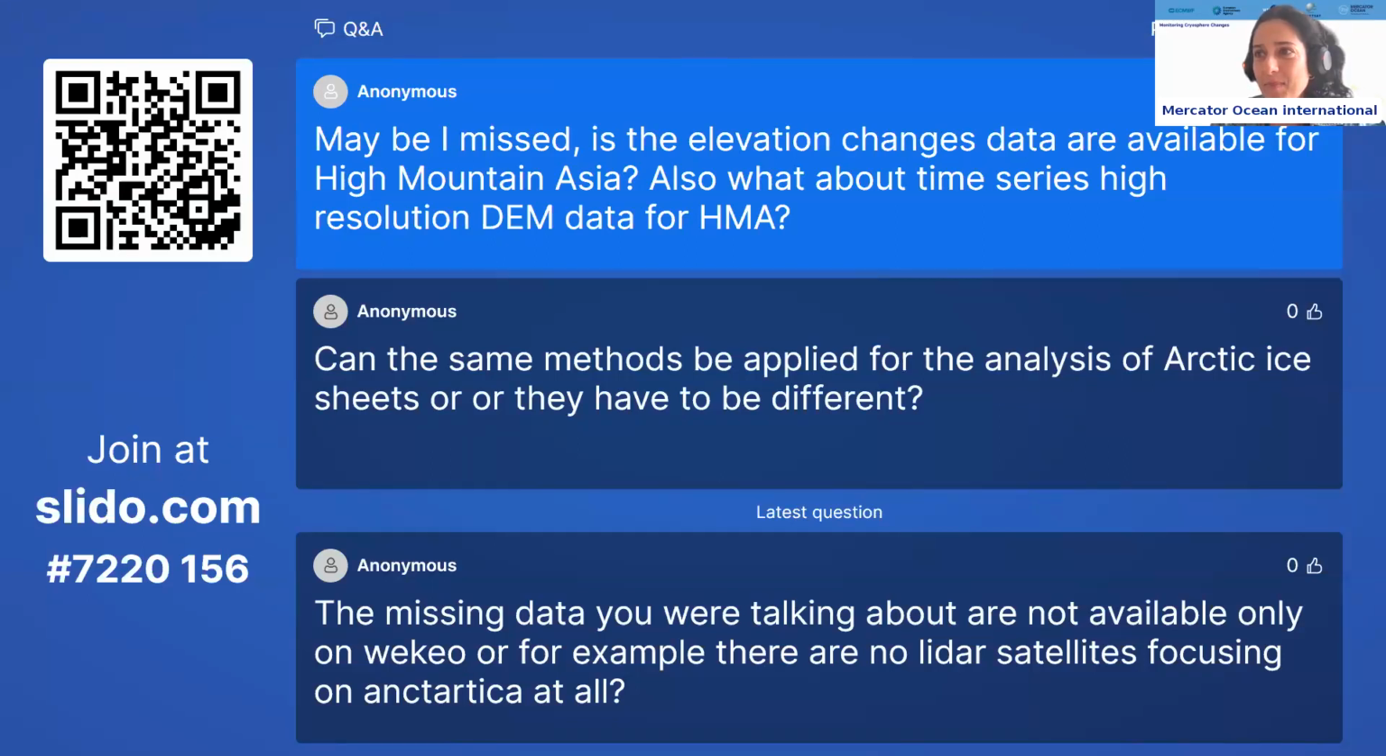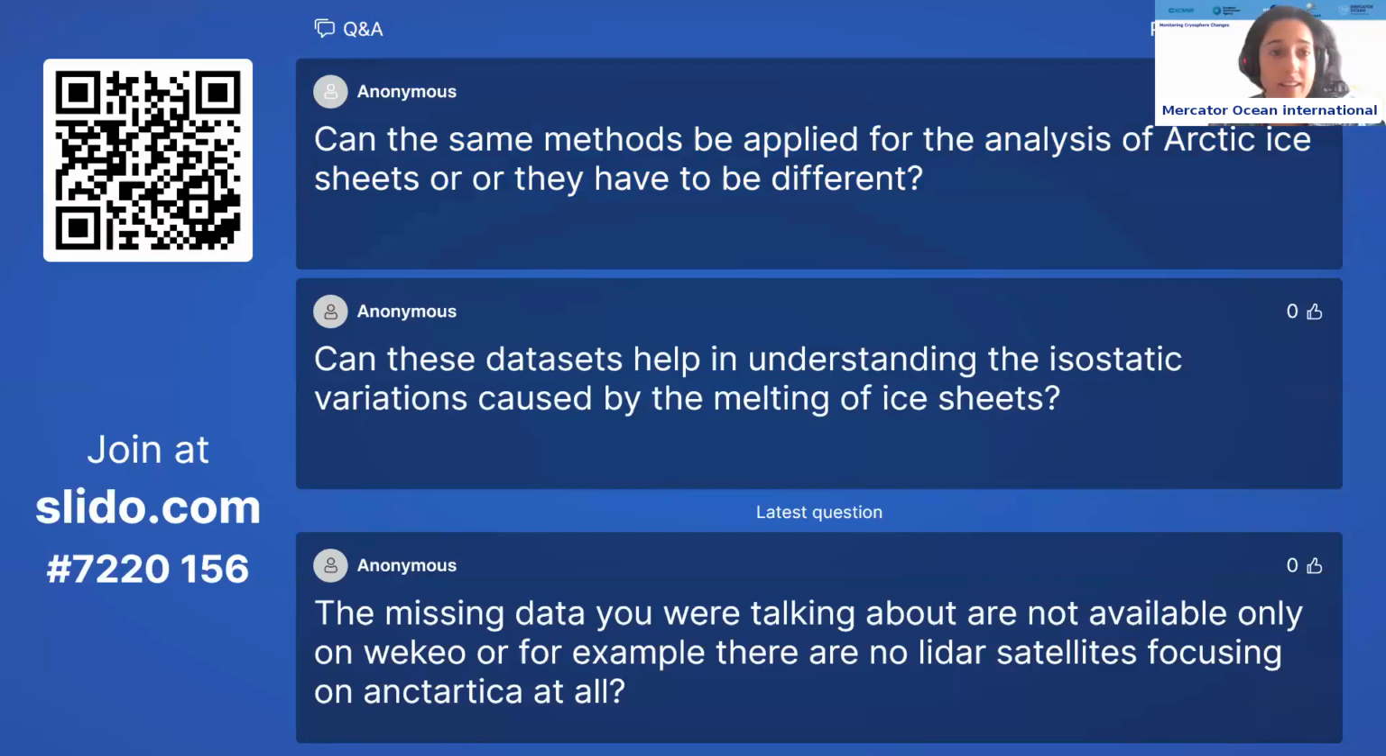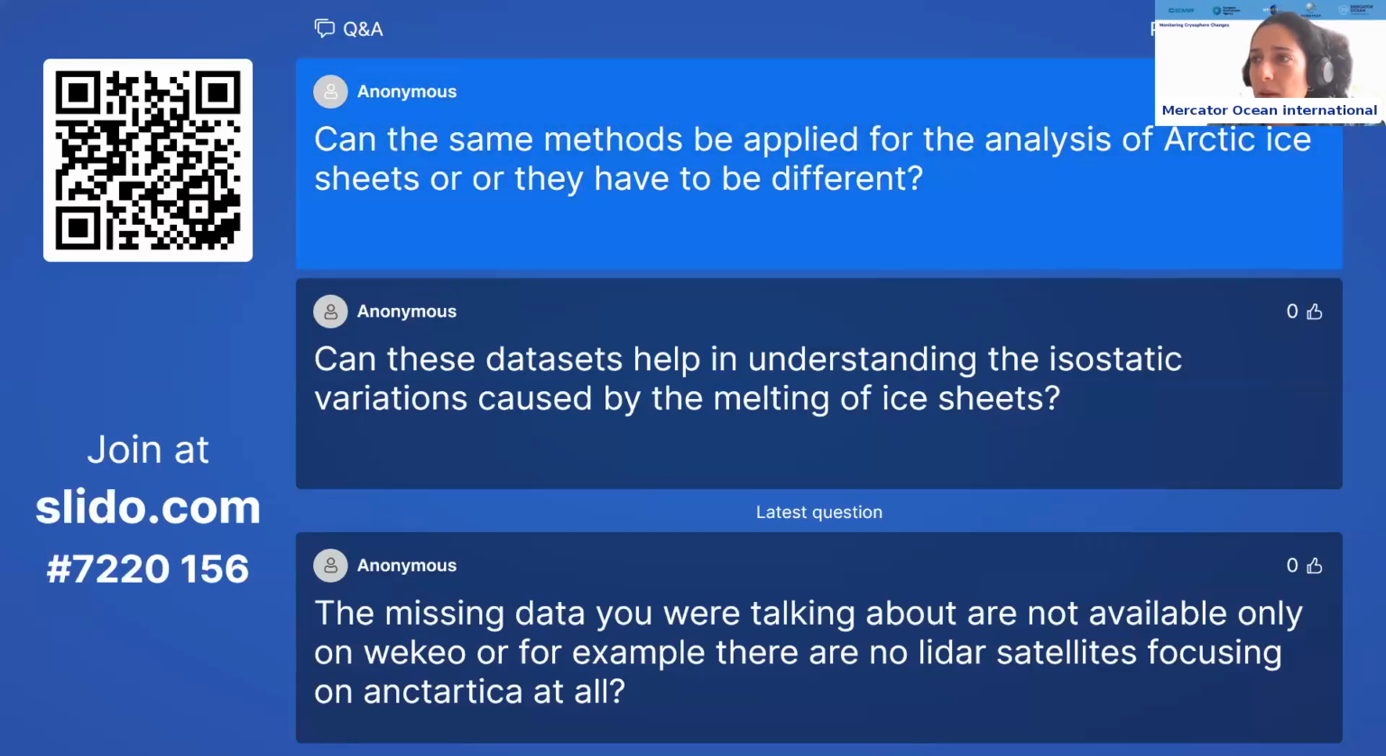Thanks. And can the same methods be applied for the analysis of Arctic ice sheets, or do they have to be different? So the same methods can be applied to the Greenland ice sheet. Yes, there's no Arctic ice sheet, just the Greenland ice sheet. So yeah, they can be exactly applied to the Greenland ice sheet. And as I said before, the velocity data sets for the Greenland ice sheet are actually all available on WEkEO.